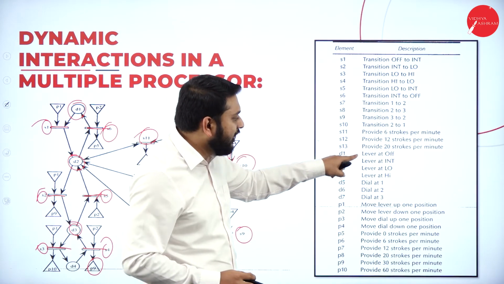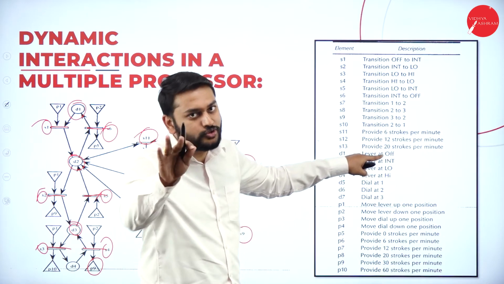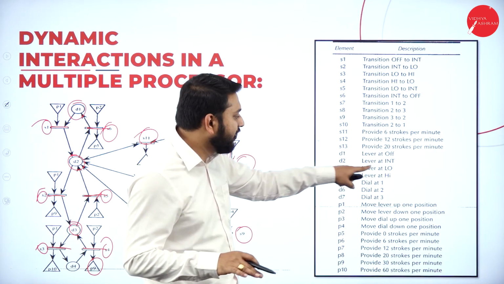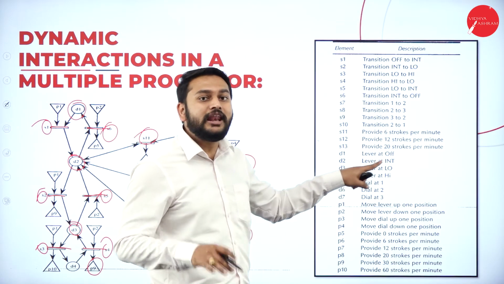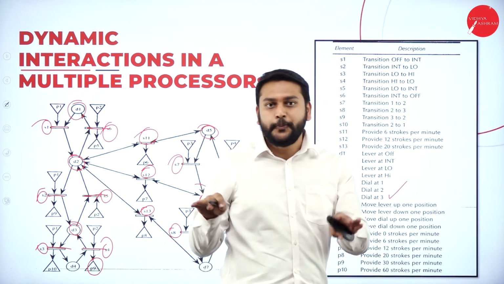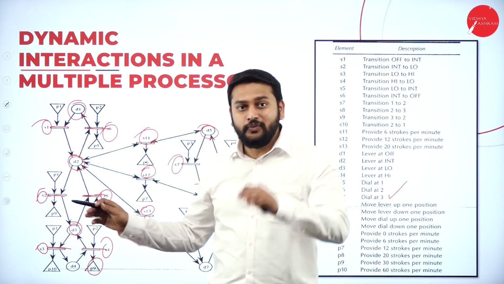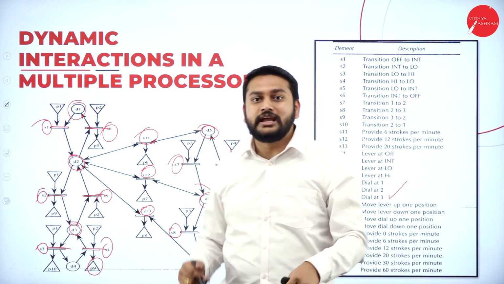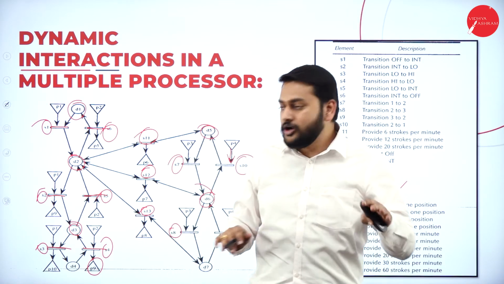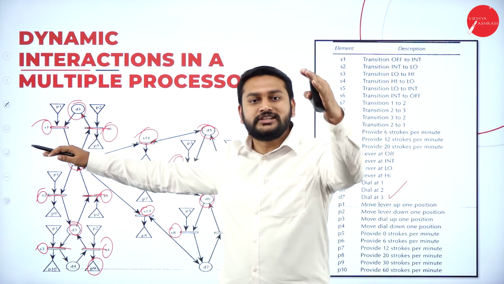Listen to me carefully. Lever at off dial position is what I'm speaking. Lever at initial state, lever at low, lever at high, dial at 1, dial at 2, dial at 3. So this is the dial position I'm speaking of. Even sometimes dial is also treated as an input, which you need to remember for this system. So fine, we understood the sequence of moving from one state to another state.